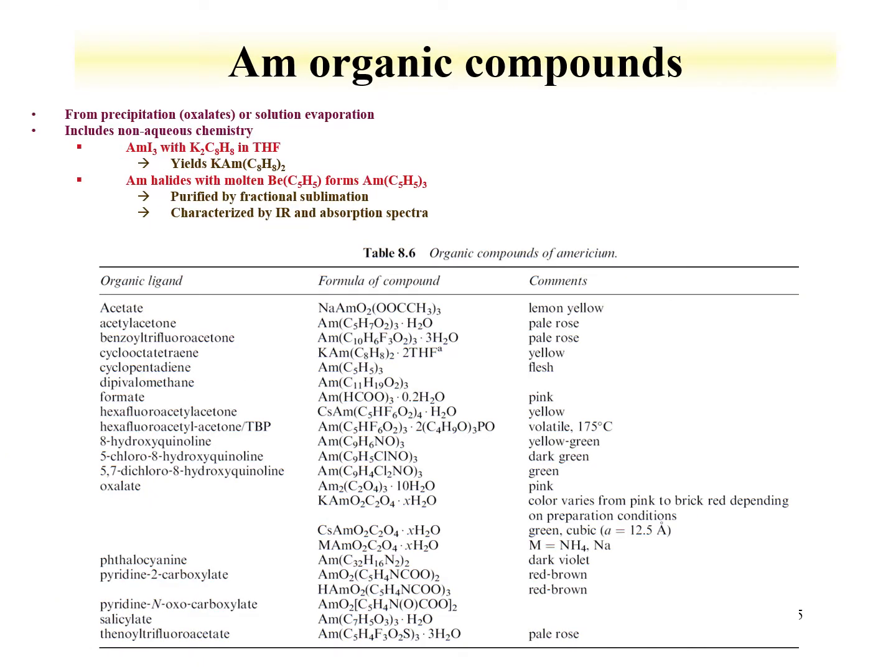There are a number of organic americium compounds relevant to the nuclear fuel cycle. Oxalates are important, as compounds that can be produced for purification and separation. Here's a list of a number of americium compounds with different organic ligands. Thenoyltrifluoroacetone, TTA, is often used in separations. And oxalate is used as a starting compound for the precipitation of americium and the formation of the oxides.